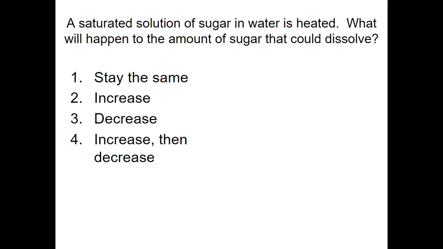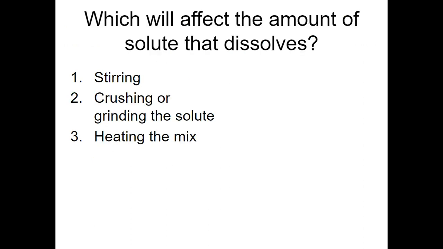So sugar, a solid, we put it in water and we're heating it up. What's going to happen is it's going to increase the solubility. So we can add more sugar particles at a higher temperature, which will affect the amount of solute that dissolves, so it affects the amount, not the rate. So we have stirring, crushing, grinding, or heating the mixture. Remember, how much can dissolve is going to be affected by heating up our mixture.